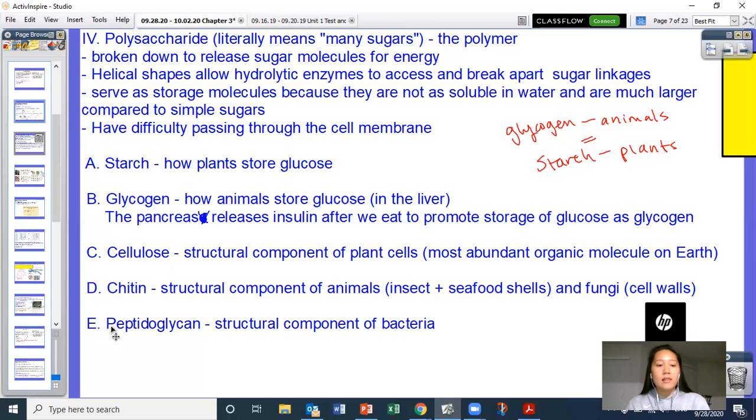And then the last one that we'll talk about as an example is peptidoglycan. If you need help saying it, peptidoglycan is the structural component of bacteria. So bacteria also have cell walls to provide support on their outsides, but they don't have a cellulose cell wall. Okay, so their cell wall is made out of peptidoglycan, and it's also a polysaccharide. So it does pretty much the same job as cellulose, but it's special to bacteria.